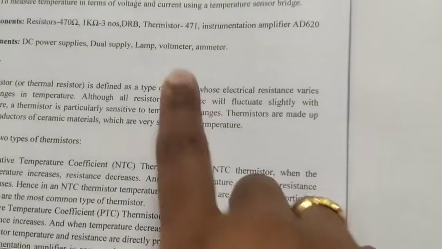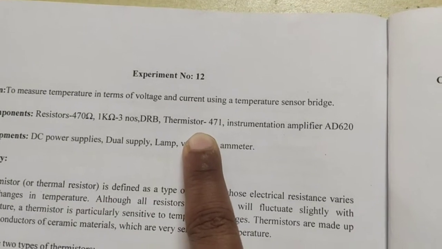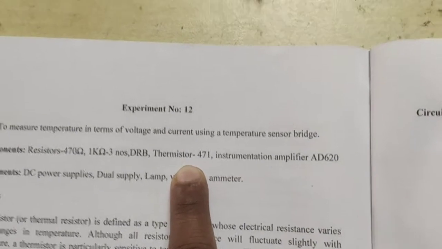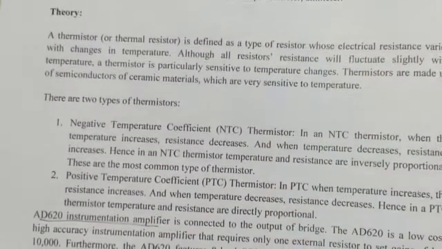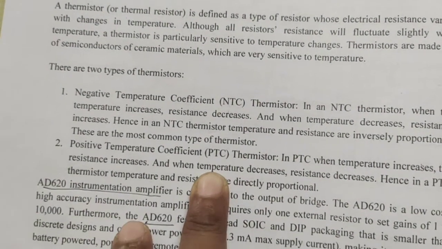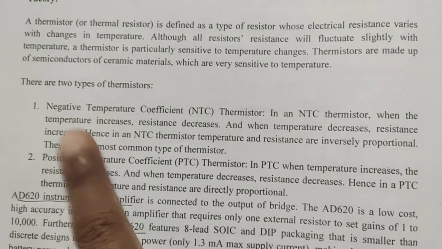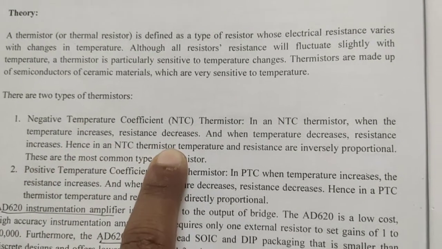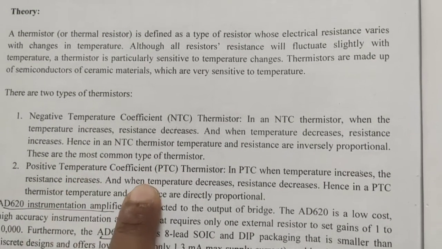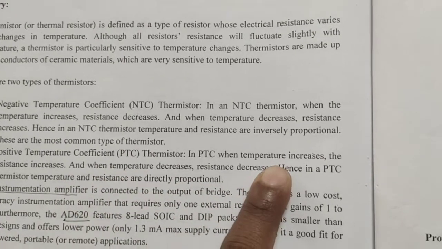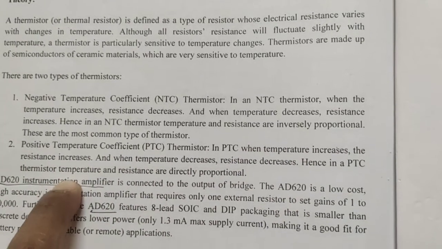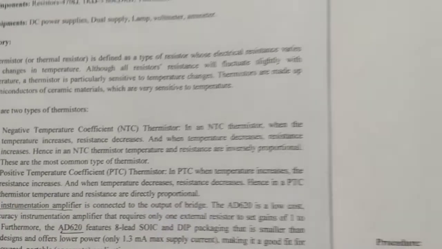As we know, thermistors have two types: negative temperature coefficient and positive temperature coefficient. In a negative temperature coefficient thermistor, as the temperature increases the resistance decreases. In a positive temperature coefficient thermistor, as the temperature increases the resistance increases. So this is the circuit.